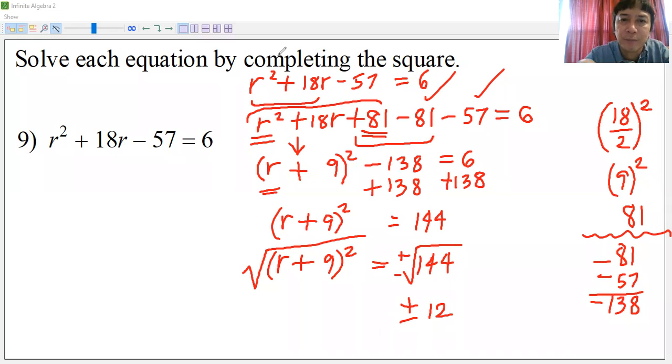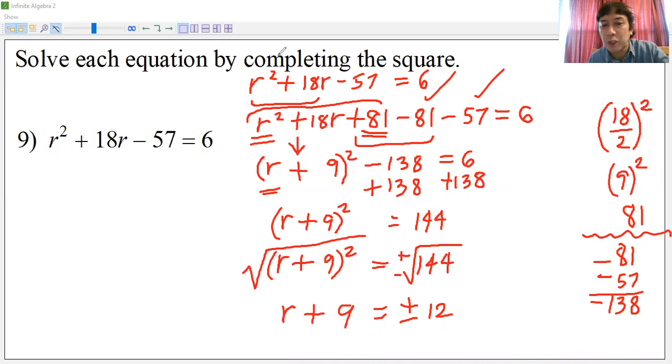So the square of negative 12 is 144. The square of positive 12 is also positive 144. So we have two values. All right. Now, what happens to the square root of r plus 9 squared? This will now be reduced to r plus 9 only.